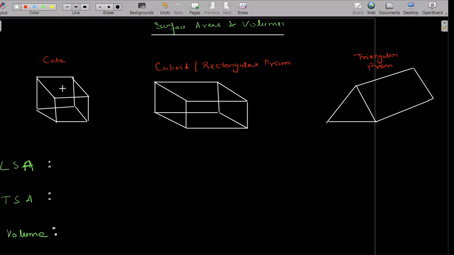And so let's talk about the cube. A cube means that all the surfaces are squares, right? So that means the lengths of all the sides will be the same. We assume that it is s. All the side lengths are s. So in this case, lateral surface area: if you remove the top and the bottom surface, how many surfaces do you have?